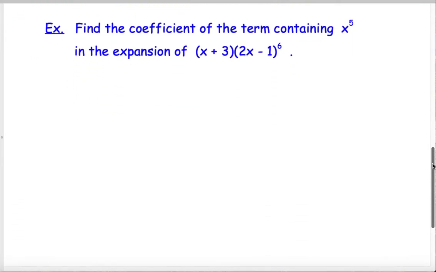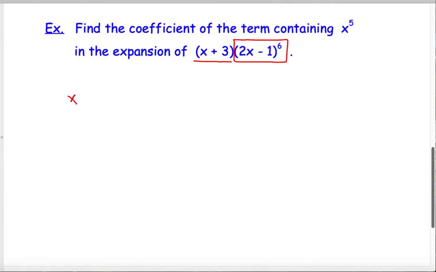Find the coefficient of the term containing x to the 5th in the expansion of. All right, this is slightly more complicated. Let's break this down. First, we need to focus on this. I'm going to multiply all that out using the binomial theorem. Then after I do that, I'm going to multiply the answer times x plus 3.